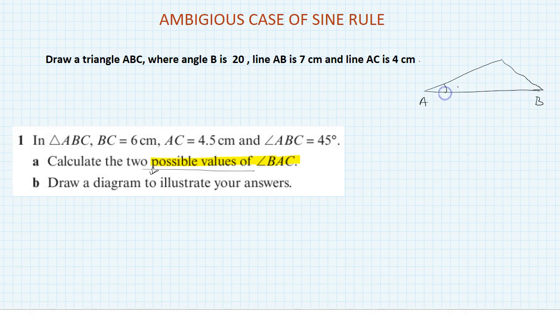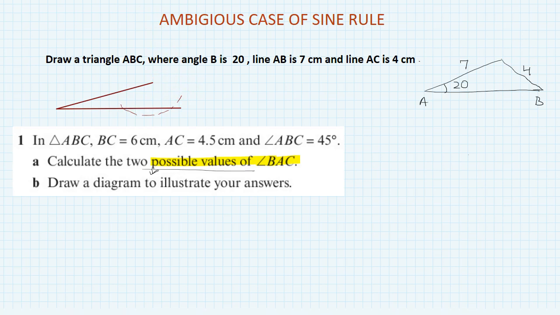Now given is, suppose this is 20, this side is 7, this side is 4. Now construct a triangle. If we construct a triangle, there are two possibilities. The first is, this is AB, then I made a 20 degree angle, and then from there I put an arc of 4 centimeter here. So the arc can cut it at two places.